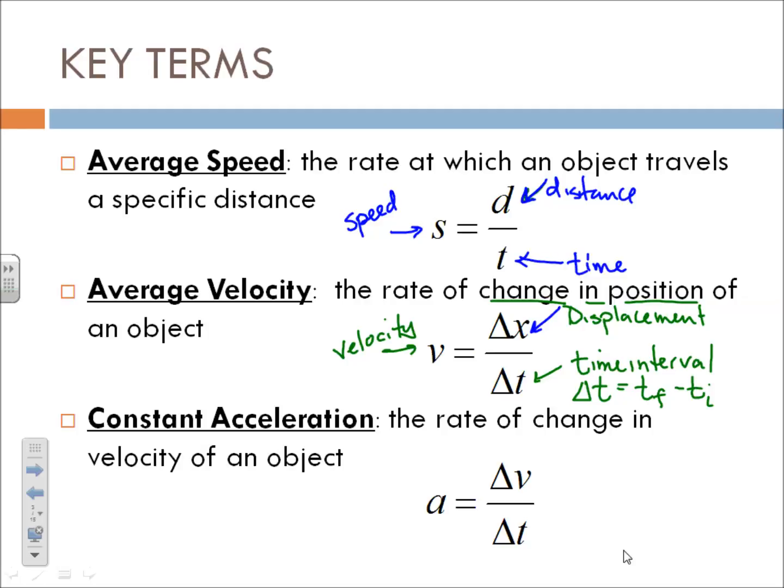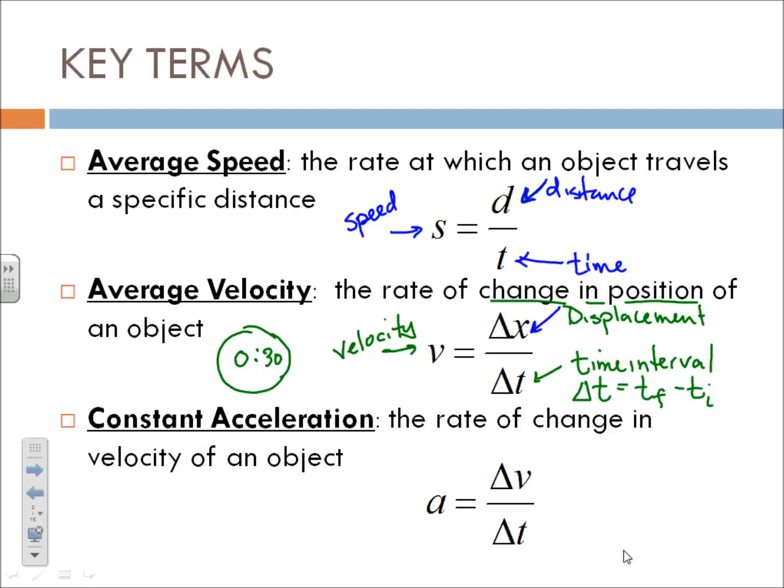Think about a stopwatch. Where does it always start? It always starts at 0 seconds. So at 0 seconds, that's our starting time, our initial time. And as we let this go on, maybe we stop it at 30 seconds. And bam, that's our final time. So our initial time is 0 and our final time is 30.